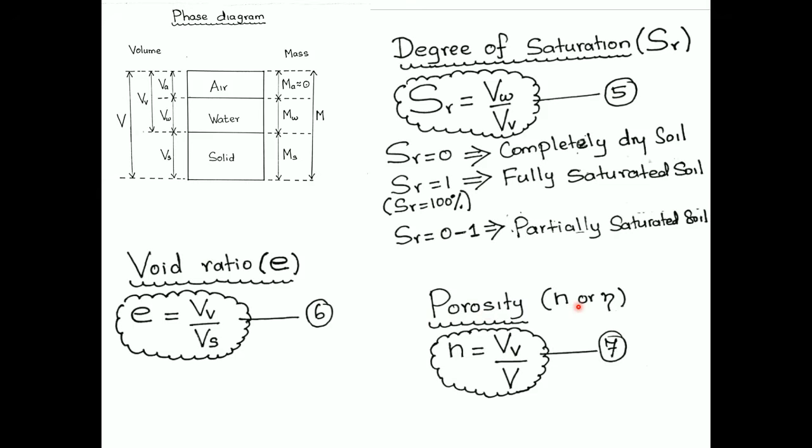Porosity n, or eta. Porosity n is equal to volume of voids over total volume. Equation number 7.